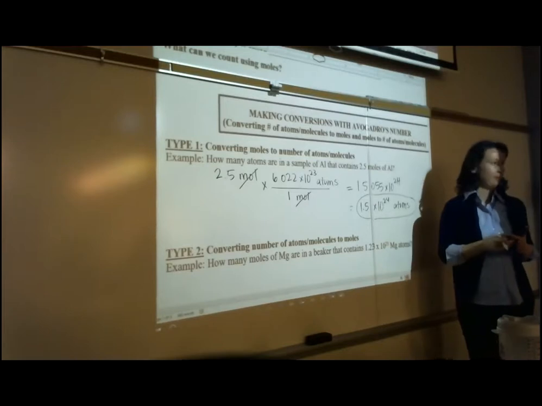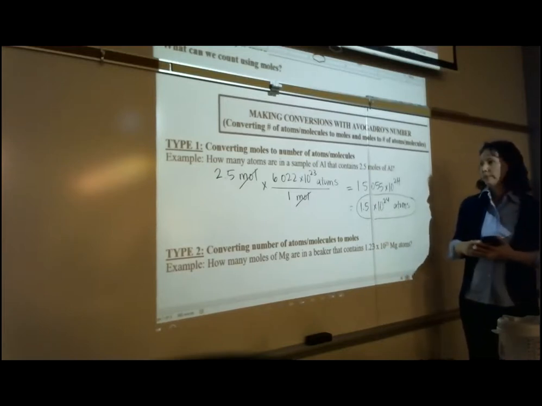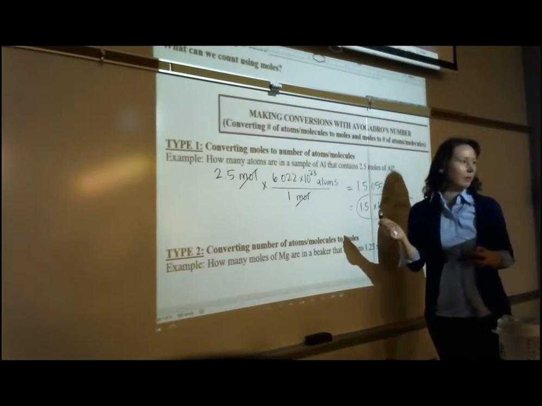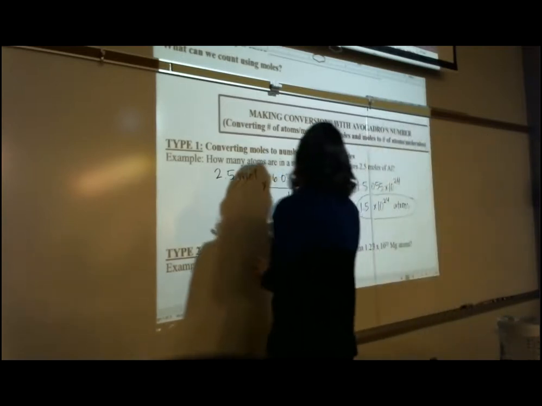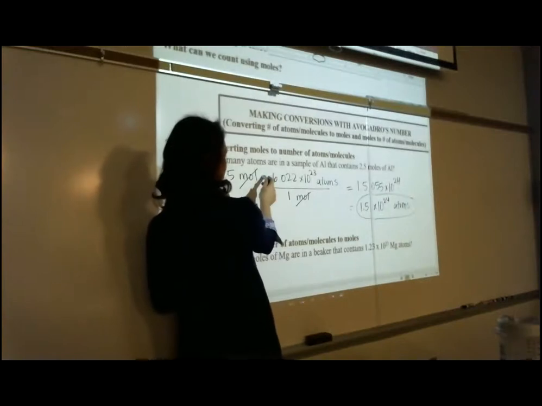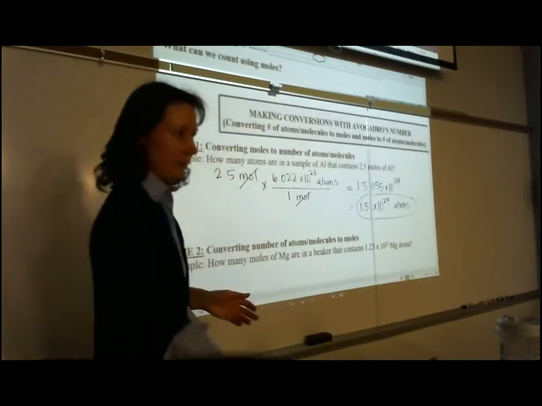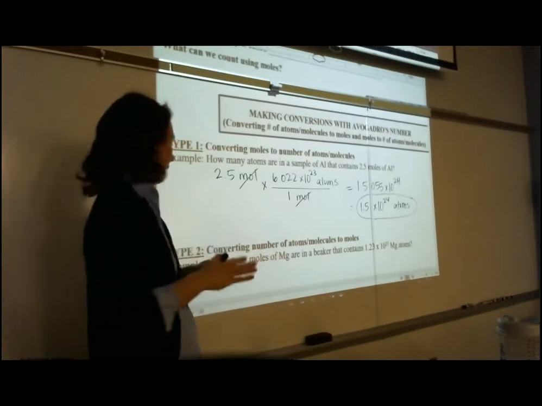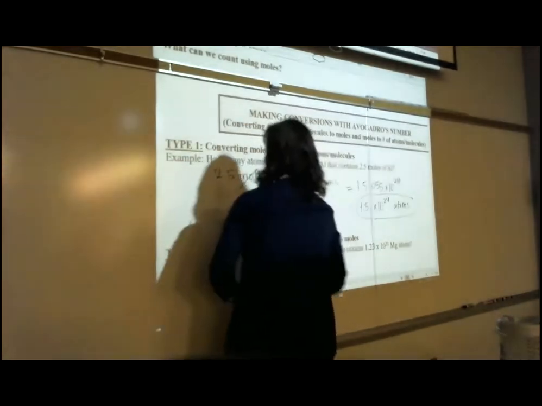Do we see how to do that? Questions on how we did this problem? Set it up so that the unit you want to go away is on the bottom, and the unit you want to keep is on the top. Anyone need help with your calculator? All right, let's do the next problem.